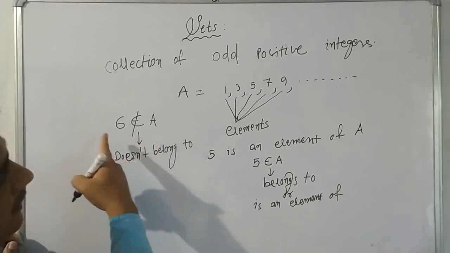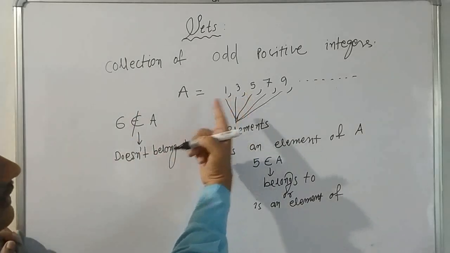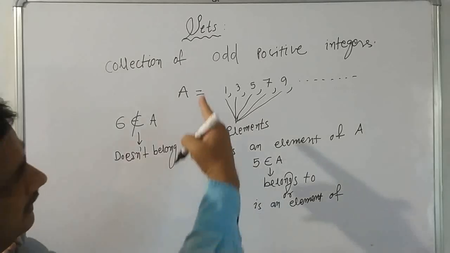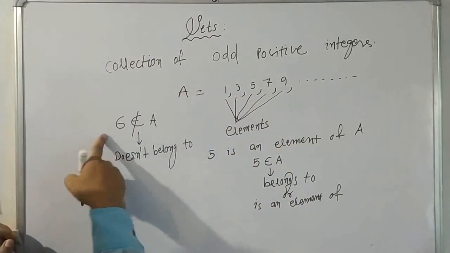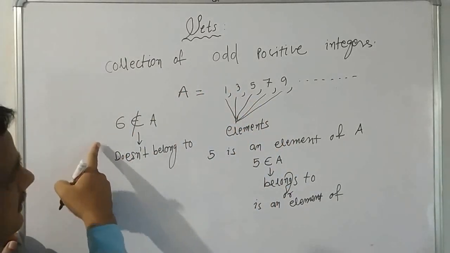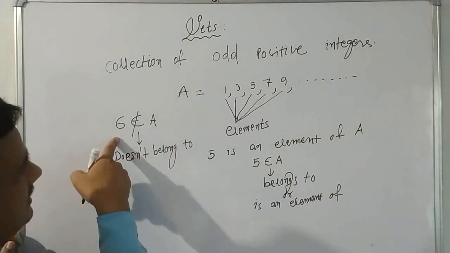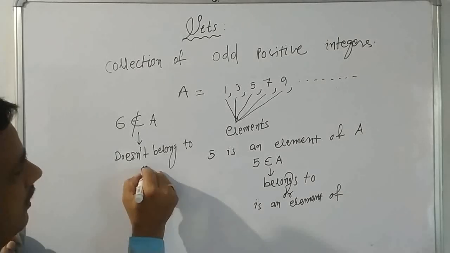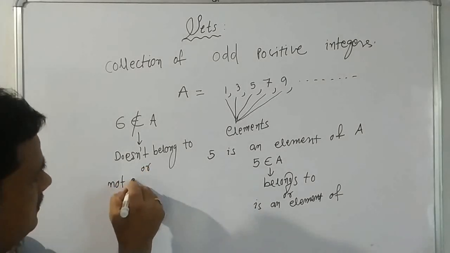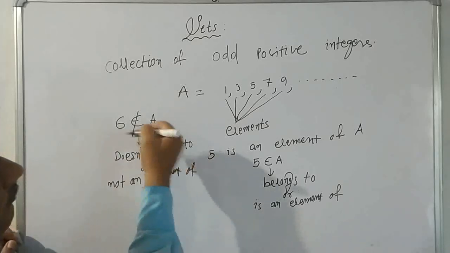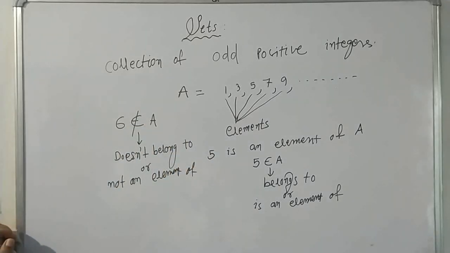Here, belongs to, doesn't belong to. Yes, 6 is not there. That also you can write. If it is, you can write by using symbols. If it is not, then also by using symbols you can represent it. So here 6 doesn't belong to A, or 6 is not an element of A.